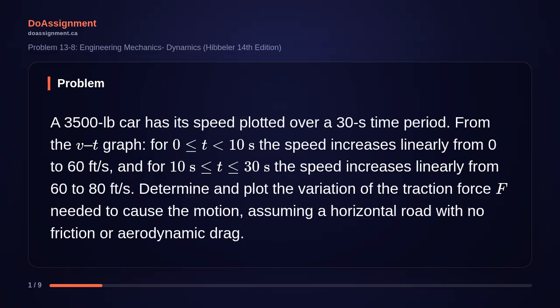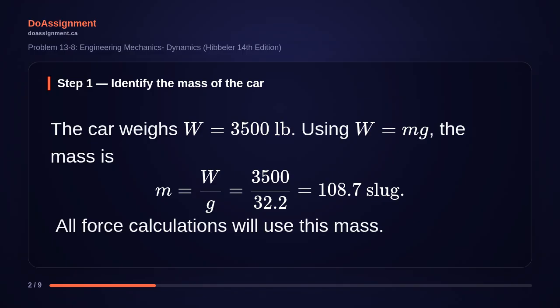Now let's work through the solution step by step. First, we find the mass of the car. The weight is 3,500 pounds. Dividing by g, which equals 32.2 feet per second squared, gives a mass of about 108.7 slugs. All force calculations will use this mass.